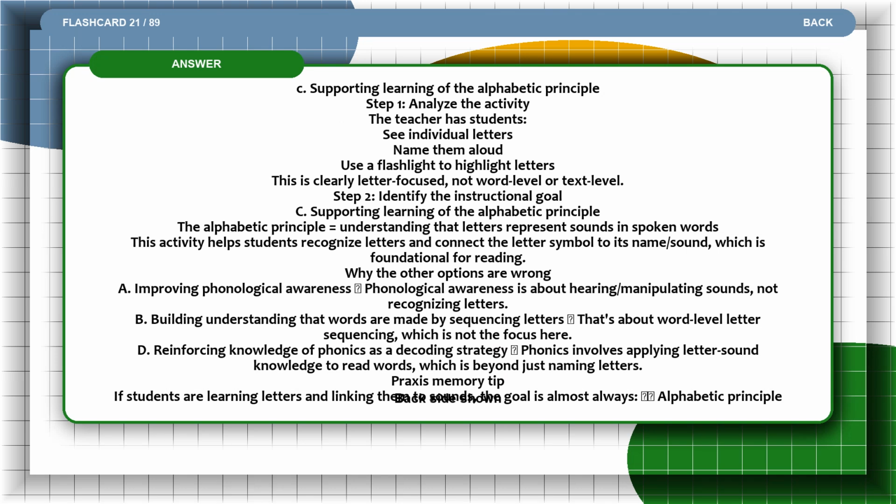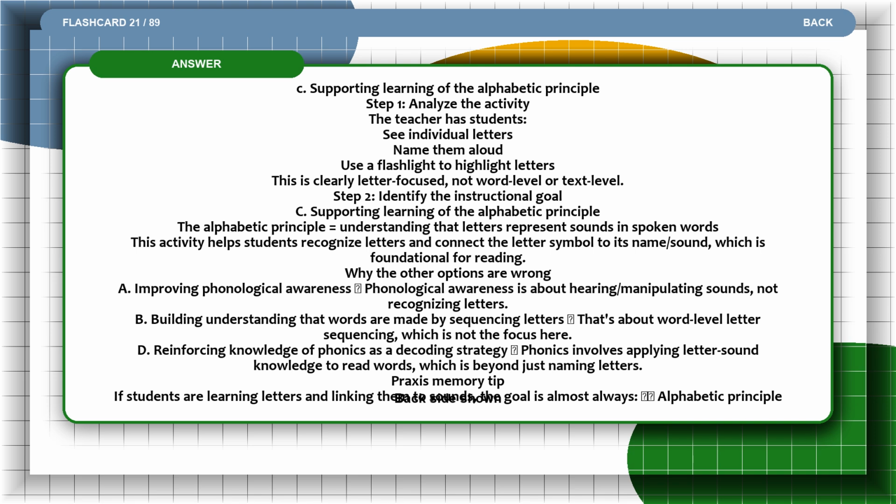Step 1. Analyze the activity. The teacher has students see individual letters, name them aloud, and use a flashlight to highlight letters. This is clearly letter-focused, not word level or text level. Step 2. Identify the instructional goal. C. Supporting learning of the alphabetic principle. The alphabetic principle is understanding that letters represent sounds in spoken words. This activity helps students recognize letters and connect the letter symbol to its name and sound, which is foundational for reading.